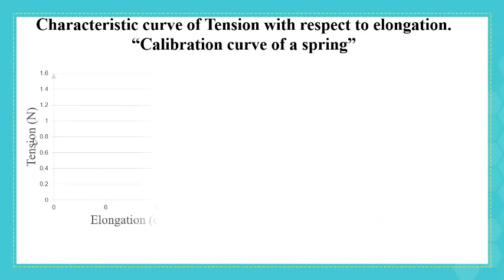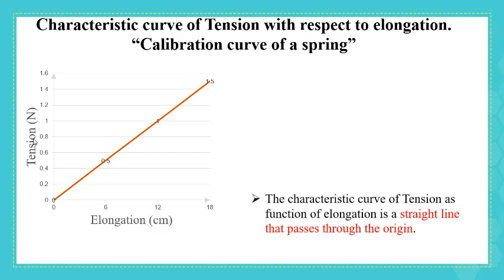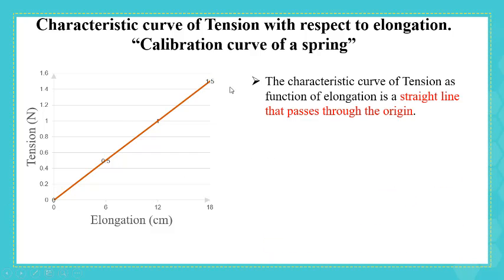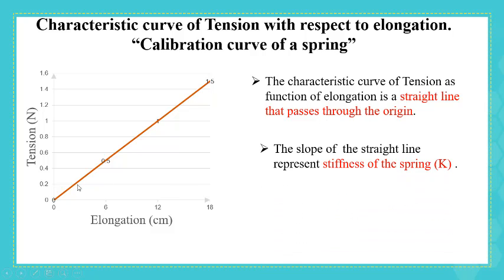Now let's plot the curve of tension relative to the elongation. The shape of this curve is a straight line passing through the origin. So the characteristic curve of tension as a function of elongation is a straight line that passes through the origin. The slope of the straight line represents the stiffness of the spring K.